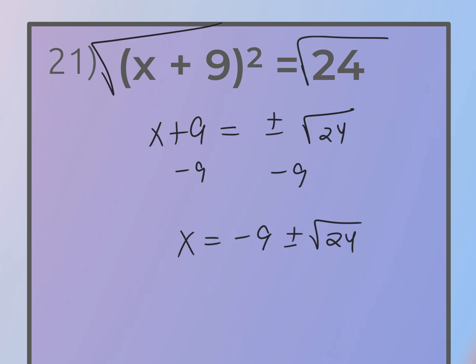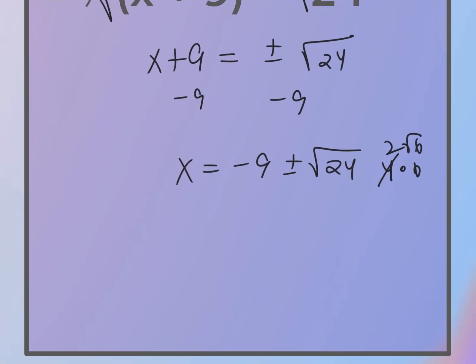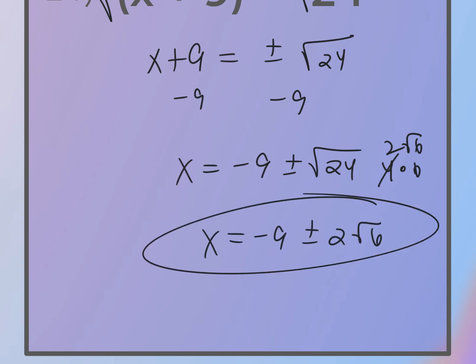But can you simplify 24? Yep, this is 4 and 6. So this becomes 2 root 6. So you have x equals negative 9 plus or minus 2 square root of 6. Some of you are going to say, oh, do we have to simplify? Yes, you do, guys. That's part of algebra. If you don't, you're going to get points off. So just get in the habit of doing it. Two more.